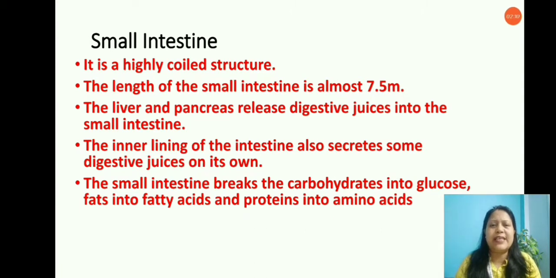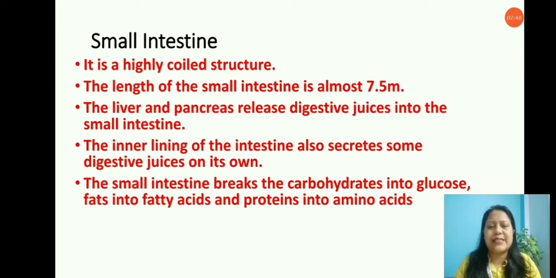The small intestine is a highly coiled structure. The length of the small intestine is almost 7.5 meters. So you see it is highly coiled and the length is 7.5 meters. The liver and pancreas release digestive juices into the small intestine. So the two glands specifically which are associated with the small intestine are the liver and the pancreatic gland. They secrete digestive juices and release these digestive juices into the small intestine. The inner lining of the intestine also secretes some digestive juices on its own.